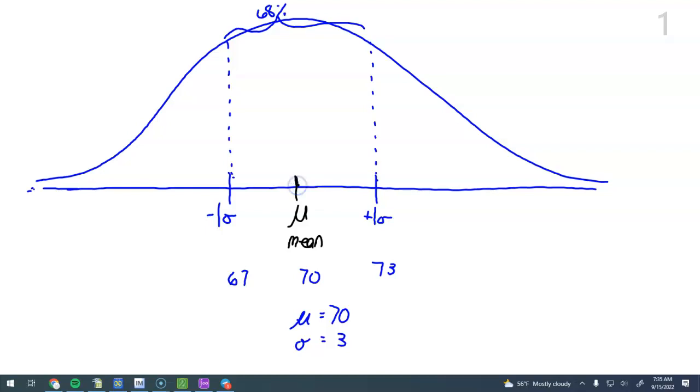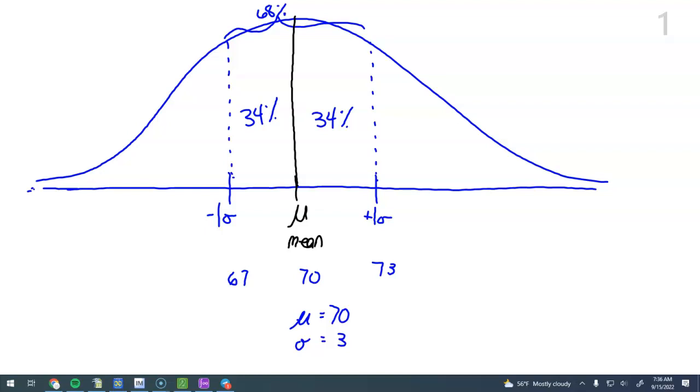Put this center line here too. So I can break that down even more and say, if 68% of the people are between 67 and 73, which is one standard deviation below or above, what percent of people are in this section between 67 and 70? It would have to be 34, right? It's a perfectly symmetric distribution. So 34% of males are between 67 and 70 inches tall, and 34% of males are between 70 and 73 inches tall.